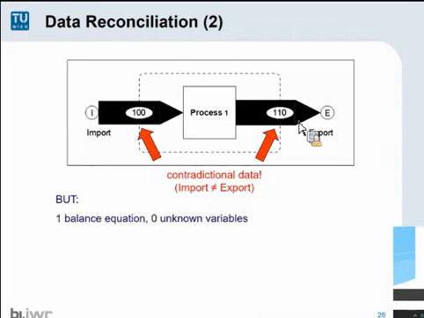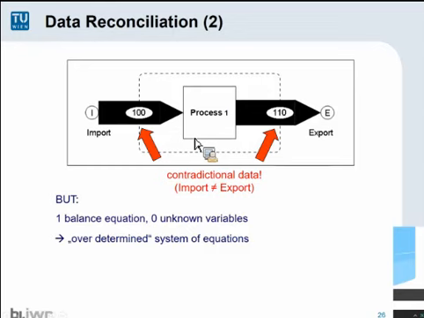But the good news is we can solve these problems if we have something called an overdetermined system of equations. That means you have more equations than unknown variables. So here we would have one equation telling us about the mass balance of process 1, import equals export, and we can assign some uncertainties to the data that we have collected.